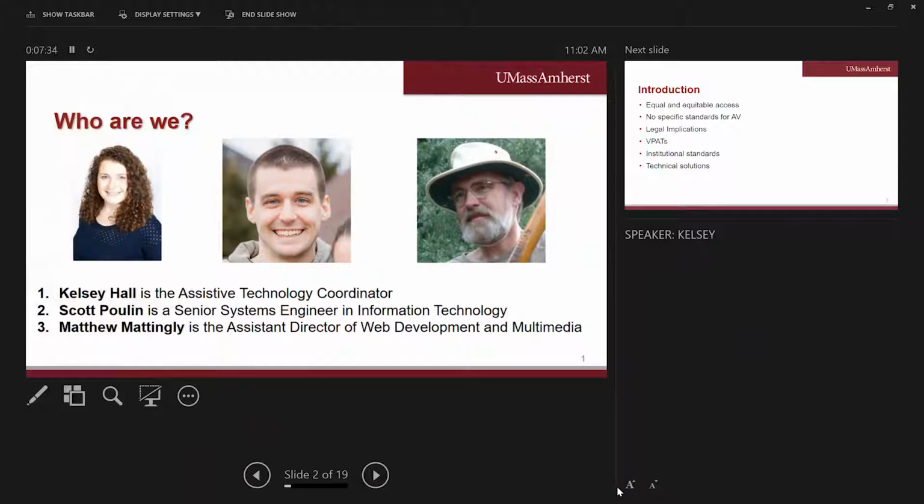Scott? My name is Scott Pullen. I'm a senior systems engineer for IT, and I work not only in enterprise support, but also the Computer Classrooms and Innovate group. Hi, my name is Matthew Mattingly. I'm the Assistant Director for Web Development and Multimedia. I also work on the committee with Scott and a bunch of other people on the AV accessibility of computer and those kind of computer systems and AV systems.